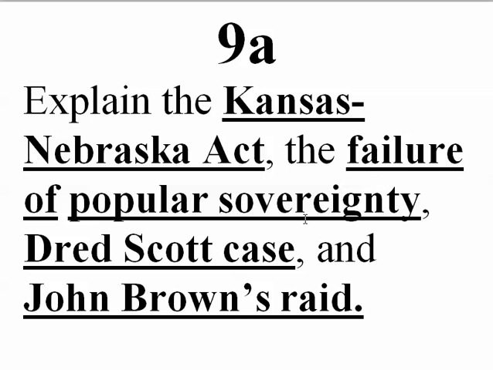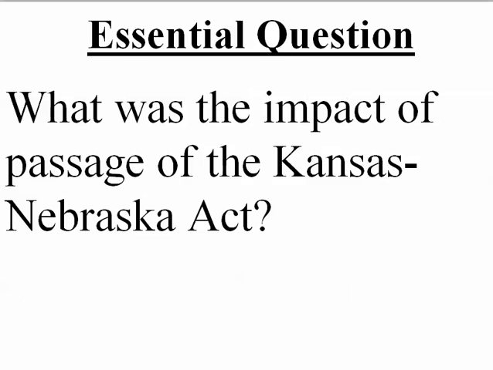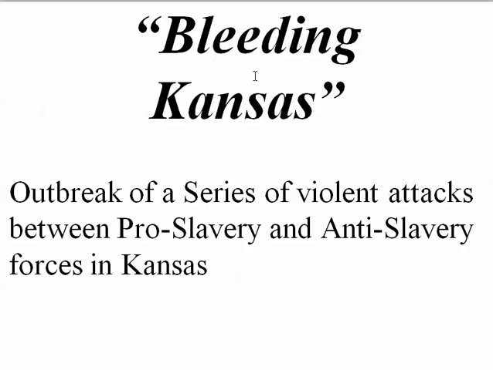It's going to be one of these north-south divisions, north-south tensions. This is an example of sectionalism. All right, so our central question is, what was the impact of the Kansas-Nebraska Act? We call this answer to this Bleeding Kansas. Kansas is going to be bleeding. In other words, there's going to be so much conflict out there. And what we mean by Bleeding Kansas is that there was an outbreak of a series of violent attacks between pro-slavery and anti-slavery forces in the Kansas Territory.